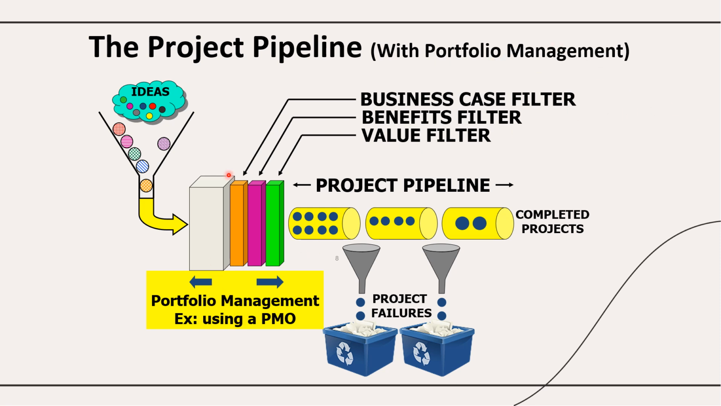This is where you are putting in another new filter, as in the business case filter, the benefits filter, the value filter, and then based upon it, you will pick and choose projects. Still, there are failures, but this time the failures are less. This time, the probability of hitting successful projects is much higher.